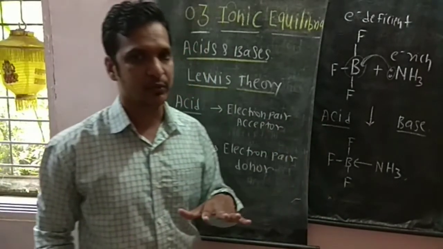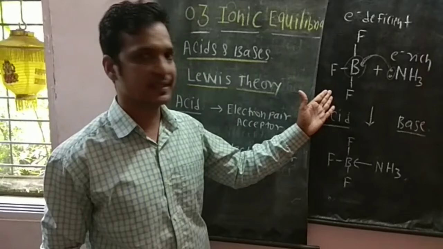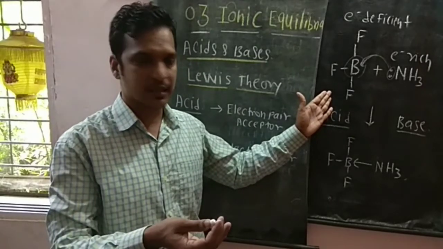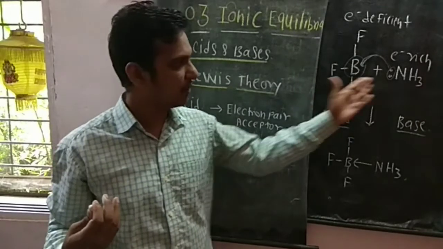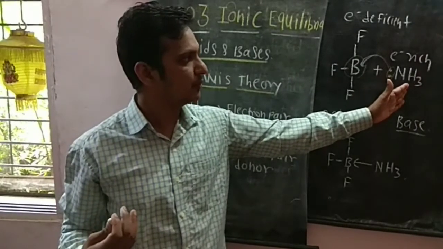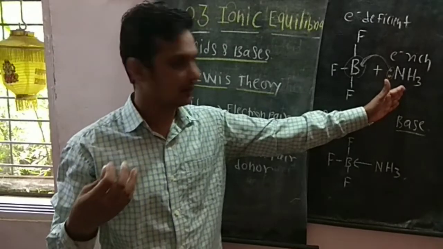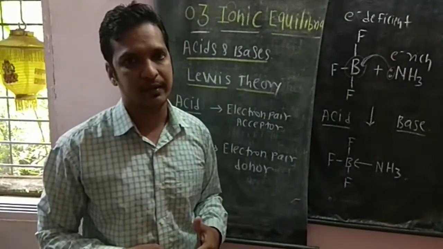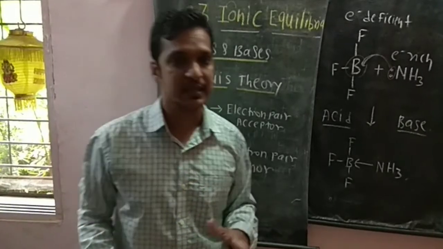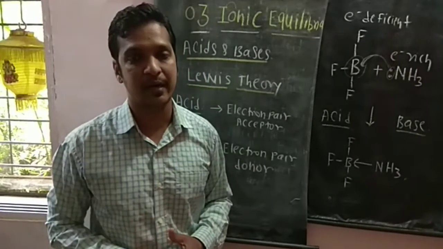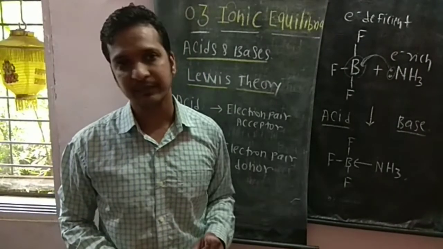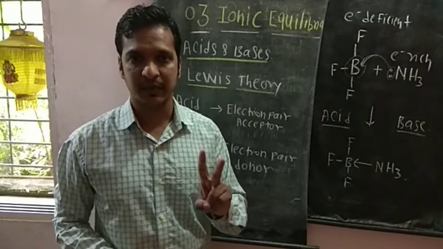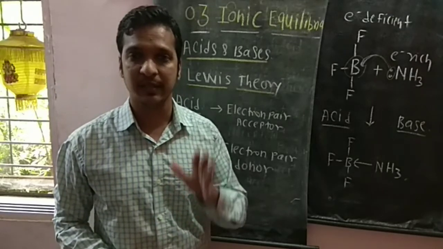According to the Lewis theory, BF3 is an acid because an acid is a substance which accepts an electron pair from another substance, and a base is a substance which donates an electron pair to another substance. So this is how we consider three theories regarding acids and bases: first one, Arrhenius theory, second one, Bronsted-Lowry theory, and last one, the Lewis theory.